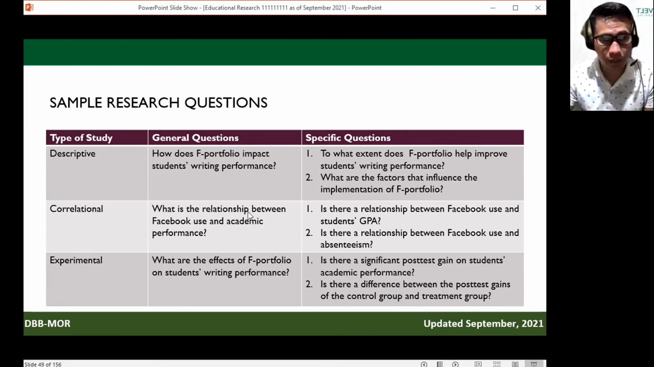And so for correlational research, for example, what is the relationship between Facebook use and academic performance? Is there a relationship? Is it positive or negative correlation or no correlation at all? So the specific questions that you should be asking in your paper would be, is there a relationship between Facebook use and students' GPA? Or, and number two, is there a relationship between Facebook use and absenteeism?